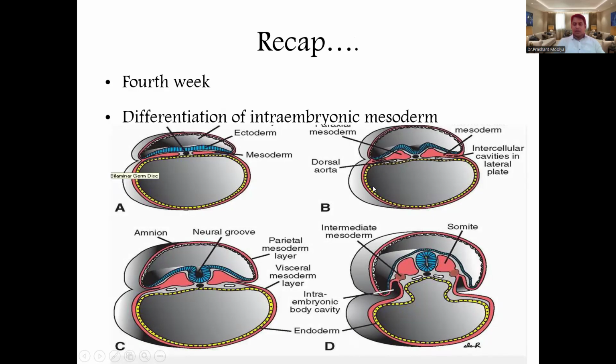So let us have a recap from the fourth week. In the fourth week, we have noted there has been differentiation of the intraembryonic mesoderm. As you are aware, in this sectional image, you can see this being the ectoderm, this being the endoderm, and the mesoderm right here. Mesoderm was differentiated into three parts.